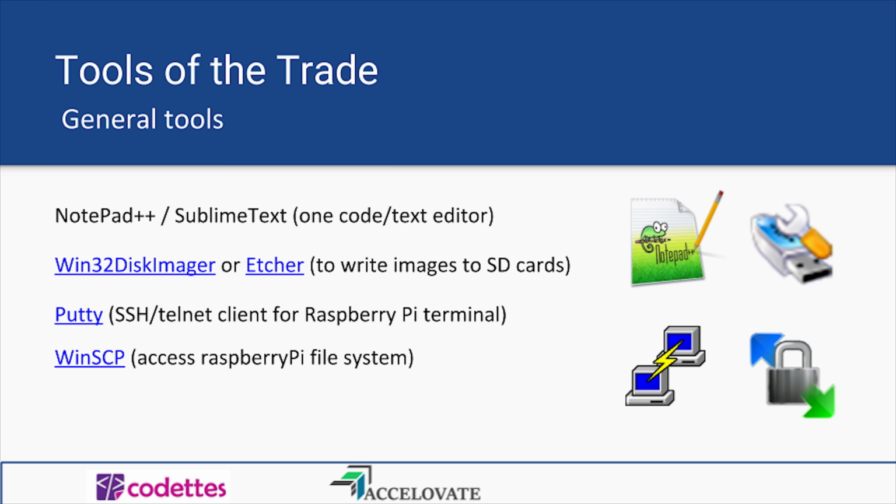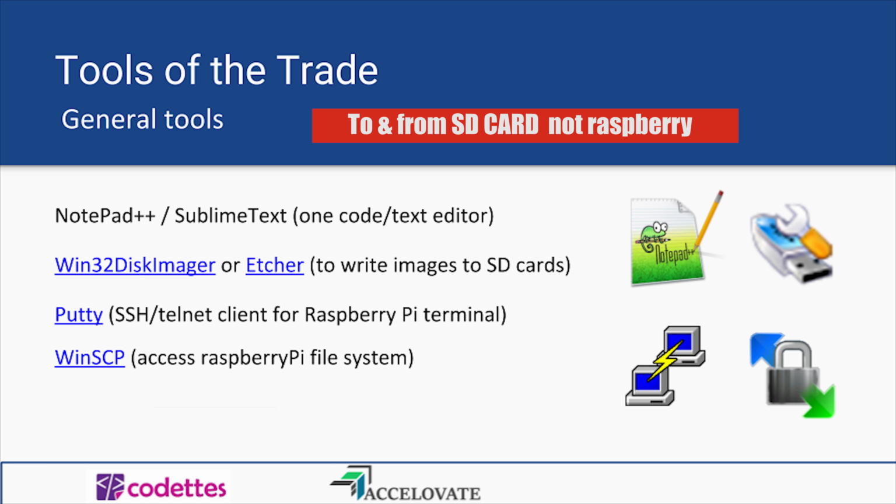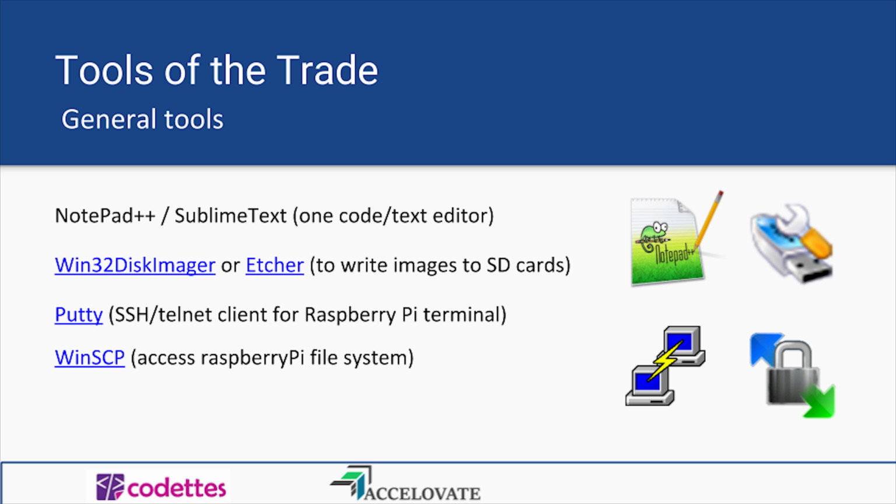So first we have Win32 Disk Imager, which is a tool that you guys are going to be using to read and write your image to and from your Raspberry Pi. We have PuTTY, which you're going to use to connect to your Raspberry Pi via an IP or a host name. We have Notepad++, which is a code or text editor that you're going to use to edit your code, and WinSCP, which allows you to easily upload and download files to and from your Raspberry Pi.